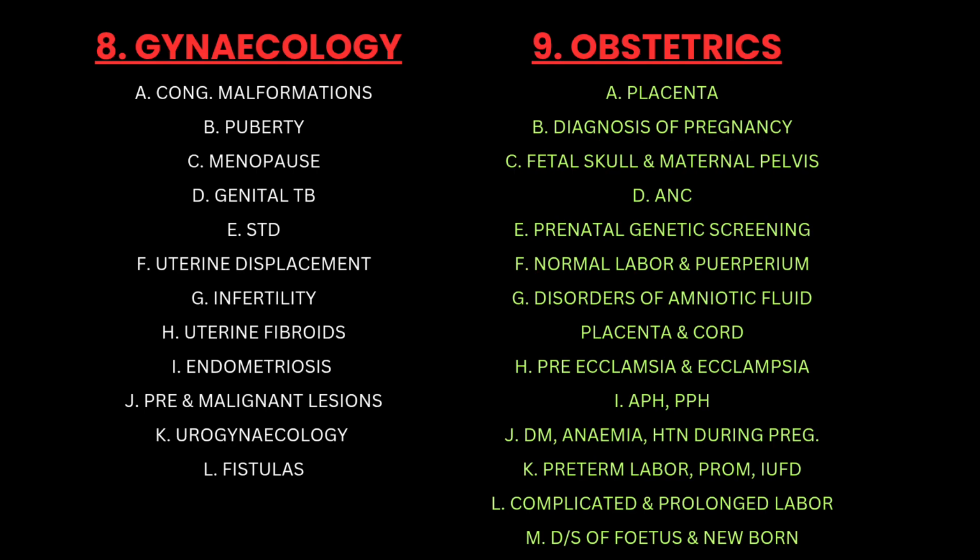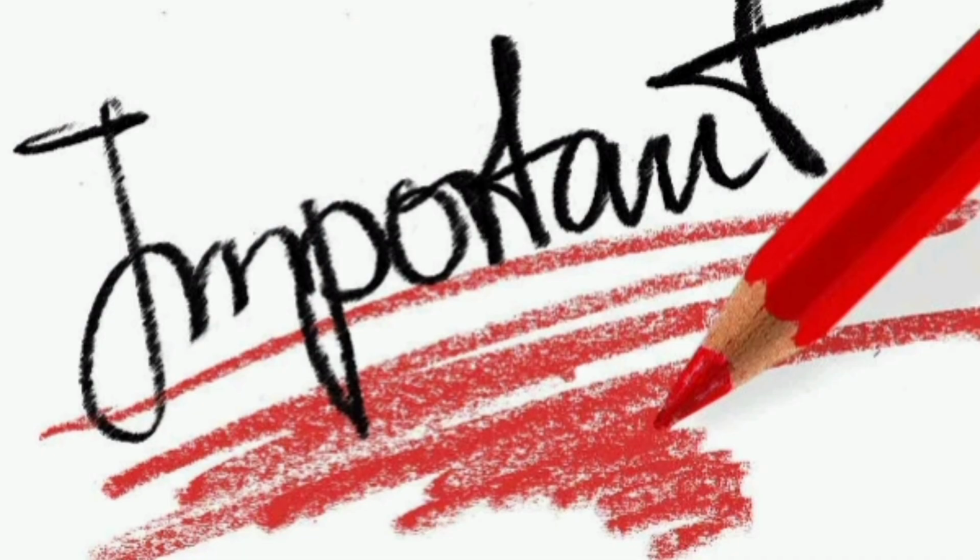From obstetrics, you go through placenta, diagnosis of pregnancy, fetal skull and maternal pelvis, ANC, prenatal genetic screening, normal labor and puerperium, disorders of amniotic fluid, placenta and cord, eclampsia and pre-eclampsia, APH, PPH, diabetes, anemia, hypertension during pregnancy, preterm labor, PROM, IUFD, complicated labor, prolonged labor, diseases of the fetus and newborn. So these are the important chapters from different subjects from the allied part.